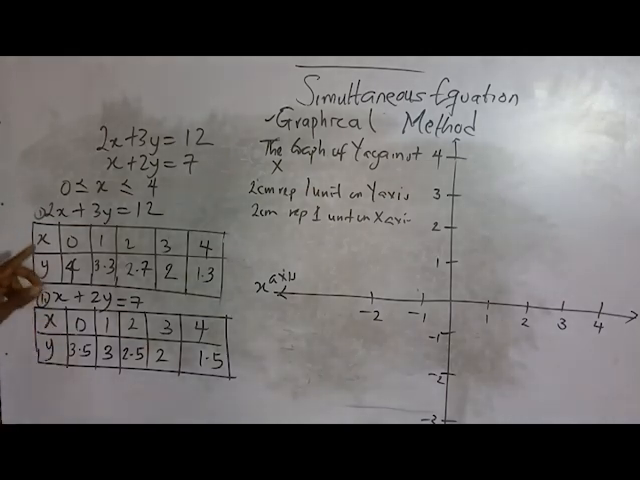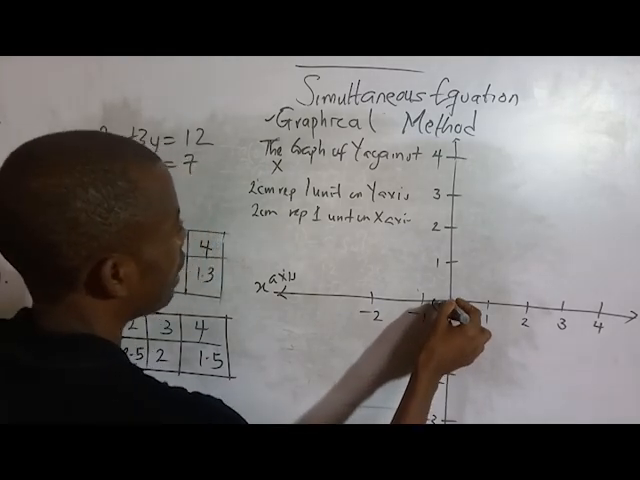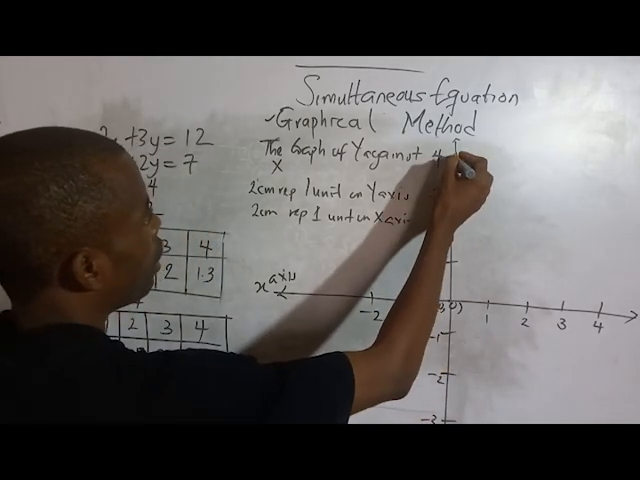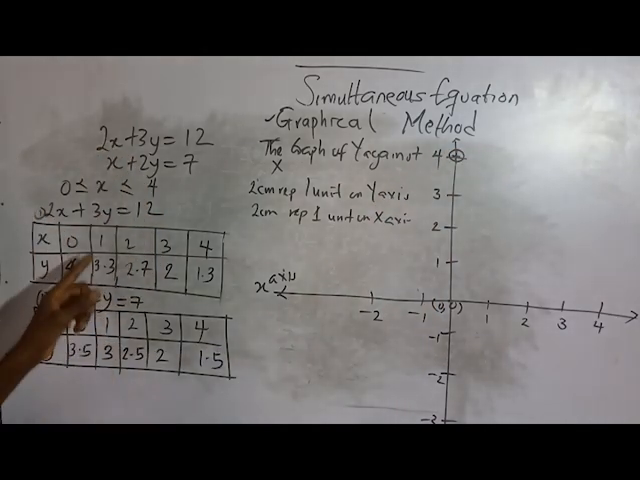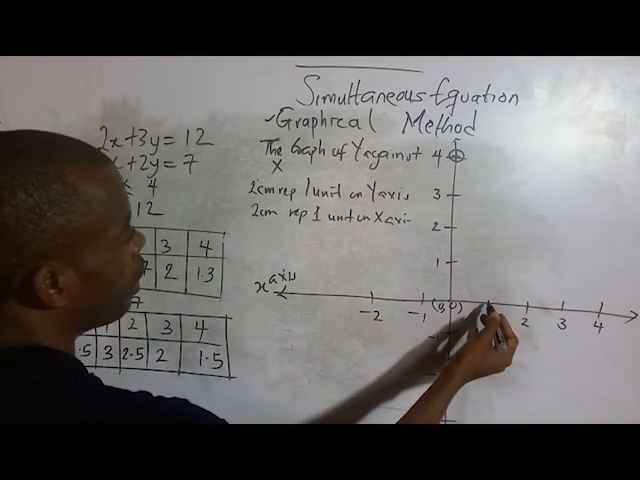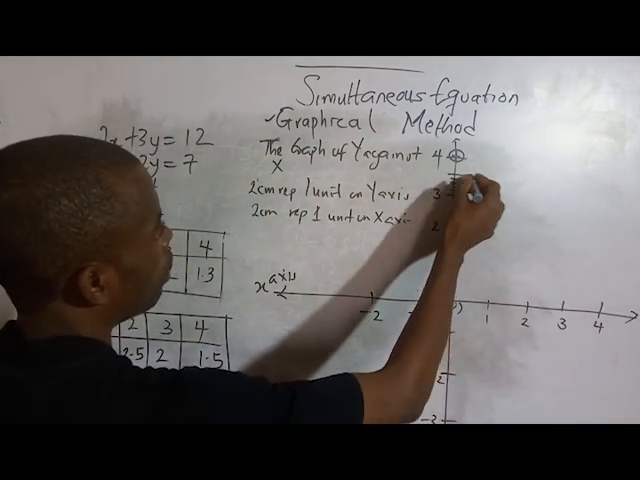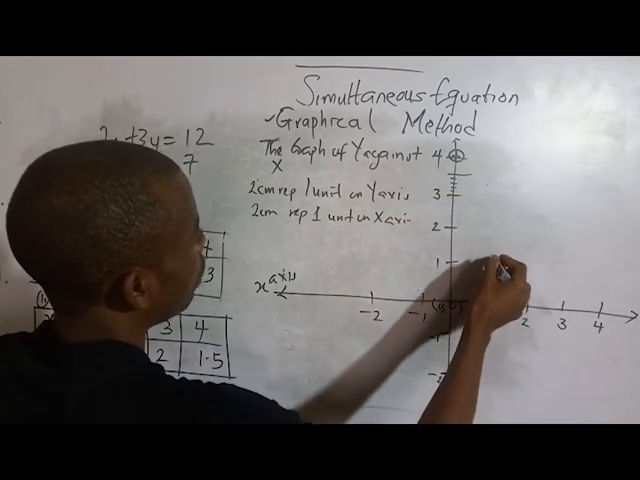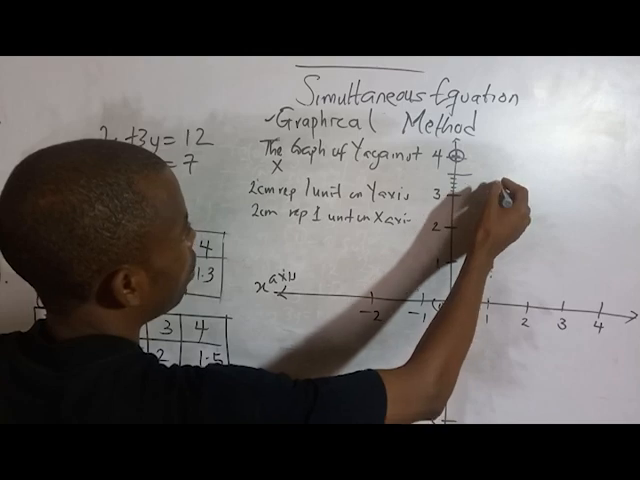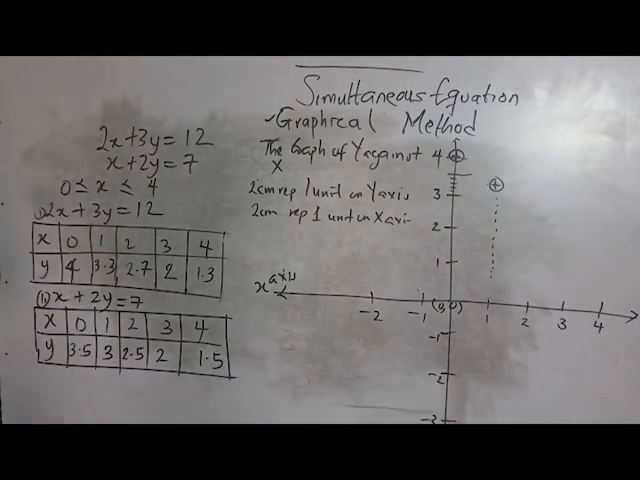So we take the first one. When x is 0, y is 4. This is the 0 value for both x and y. So when x is 0, y is 4. We can use a plus sign. When x is 1, y is 3. So let's just assume 3.1, 0.2, 0.3, 0.4, 0.5. So this is 0.3. When x is 1, y is 0.3. So we make this. And when x is 2, y is 2.7.